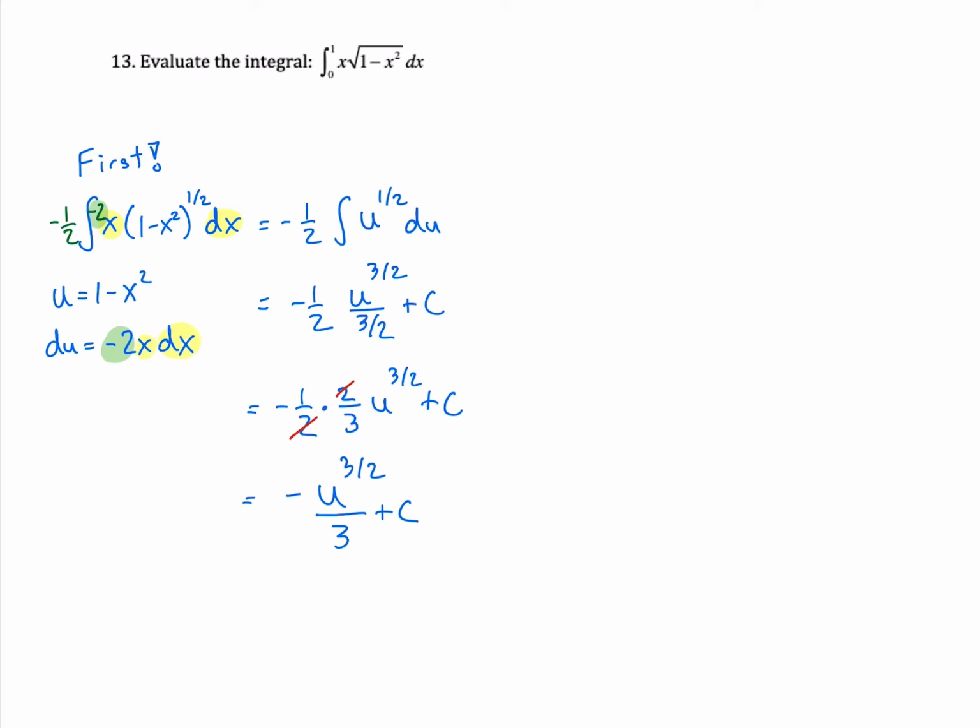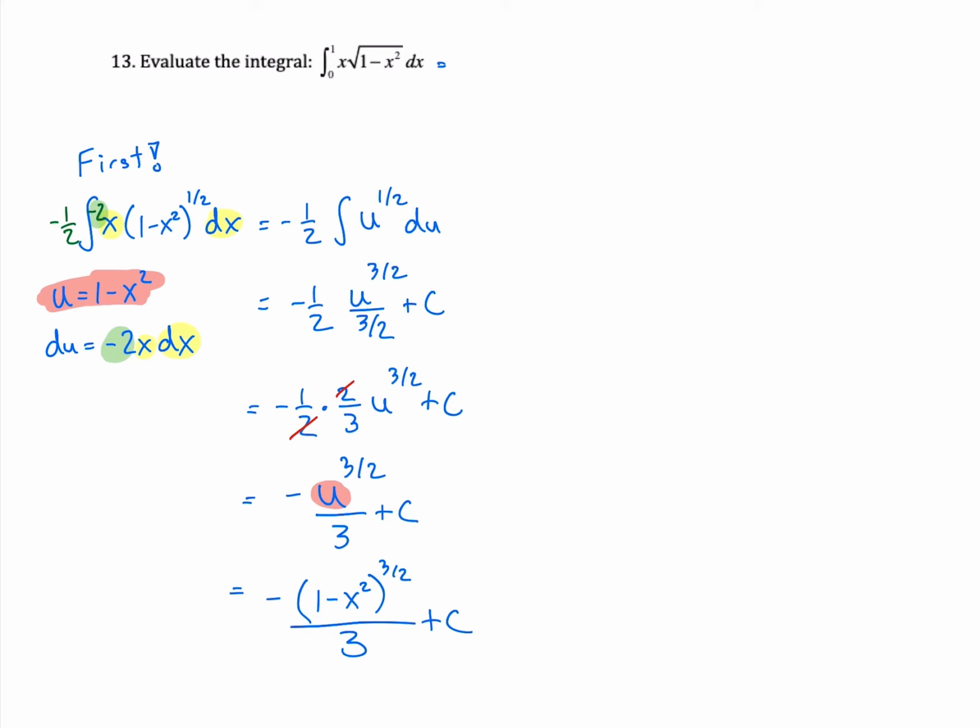Then we're going to back substitute for u. If you remember, u was 1 minus x squared, so we back substitute right in there. So we have negative quantity 1 minus x squared to the 3/2 power over 3 plus c. From here, we're going to go ahead and calculate the definite integral now.